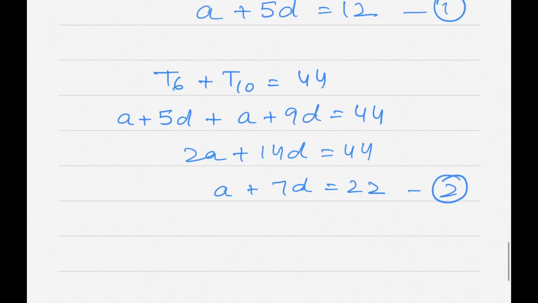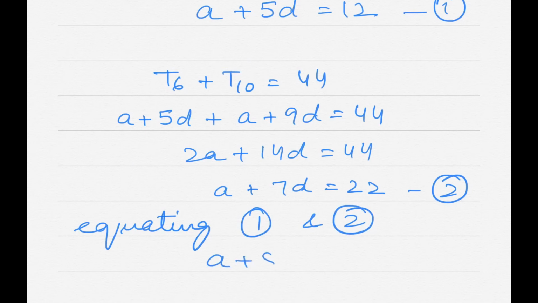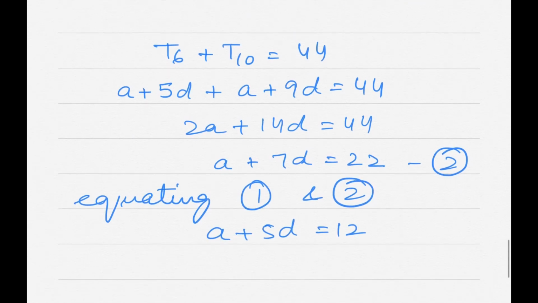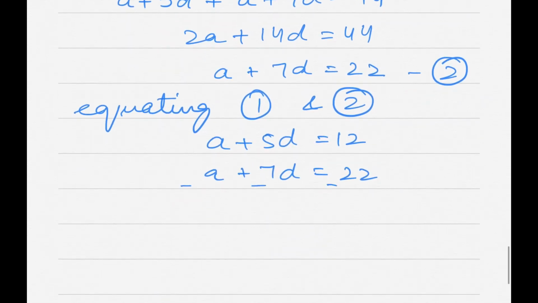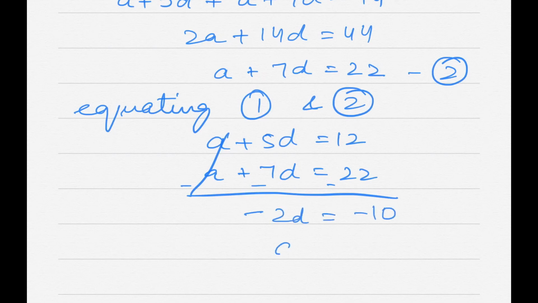Now equating 1 and 2, I get A plus 5D is equal to 12 and A plus 7D is equal to 22. Subtracting, all these signs will be negative. A gets cancelled, minus 2D is equal to minus 10. So D is equal to, minus gets cancelled, 10 by 2. So I get D as 5. So I get the common difference here.